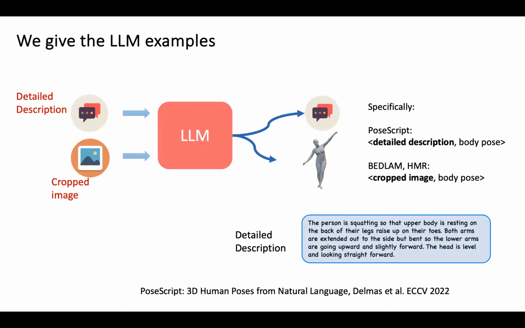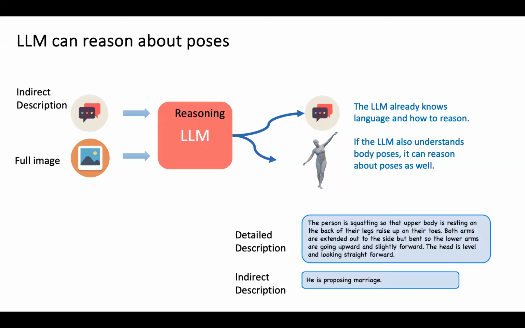But remember, I told you that's not very good in general. So we also have cropped images of people along with body pose. We use a couple different training sets. The detailed descriptions, we can actually at inference time replace them with much less detailed descriptions. For example, a man is proposing marriage. And because the network has lots of information about the 3D world and what people do, it can reason about this. We can also give it a full image and it can reason about, like, the fourth person from the left and what are they doing, right?